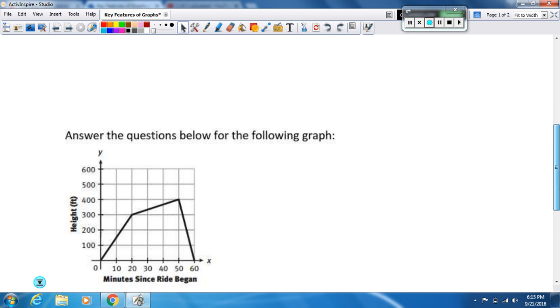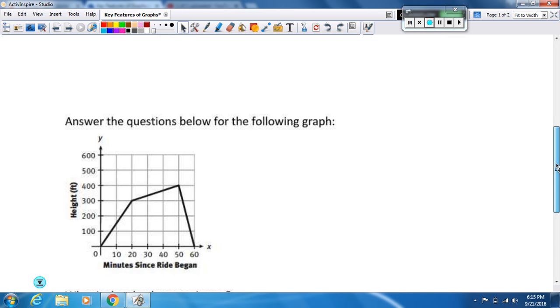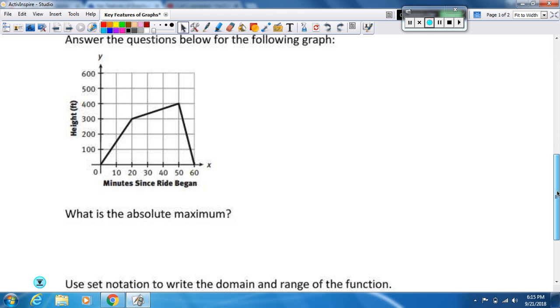Okay, the next one. Answer the questions below for the following graph. What is the absolute maximum? Well, absolute maximum is the highest point. So if you go to the highest point on the graph, because this is a maximum too, but it's not the highest. Absolute maximum is the highest.